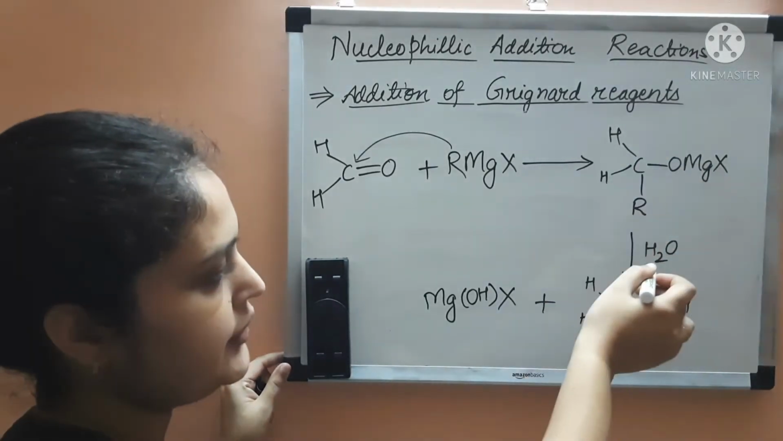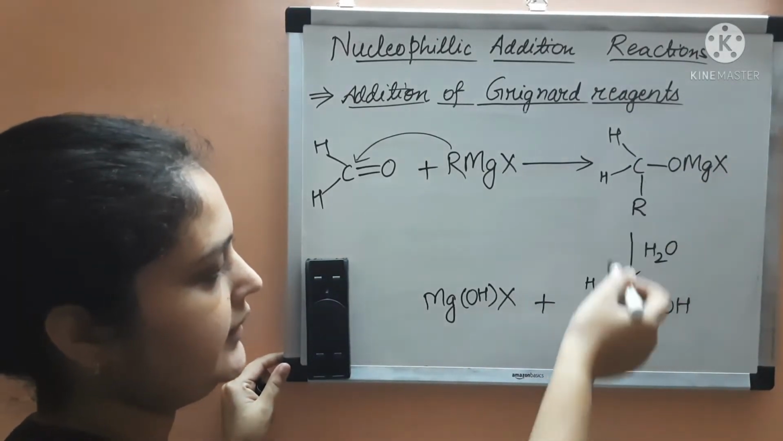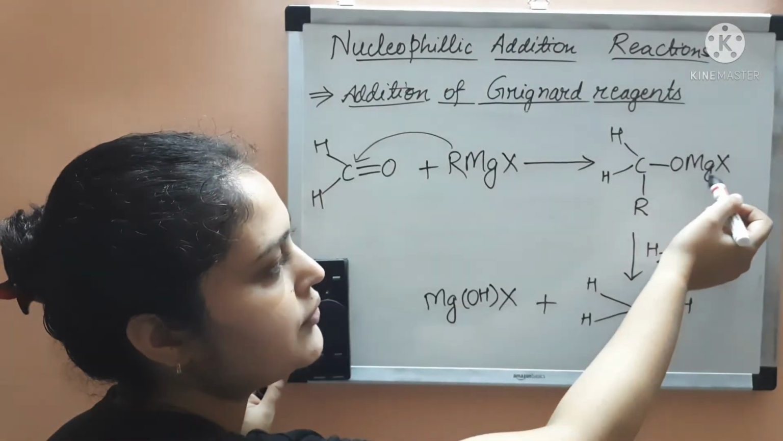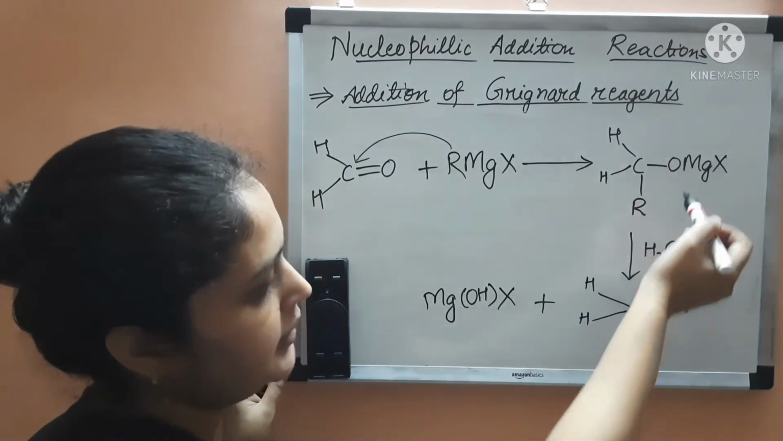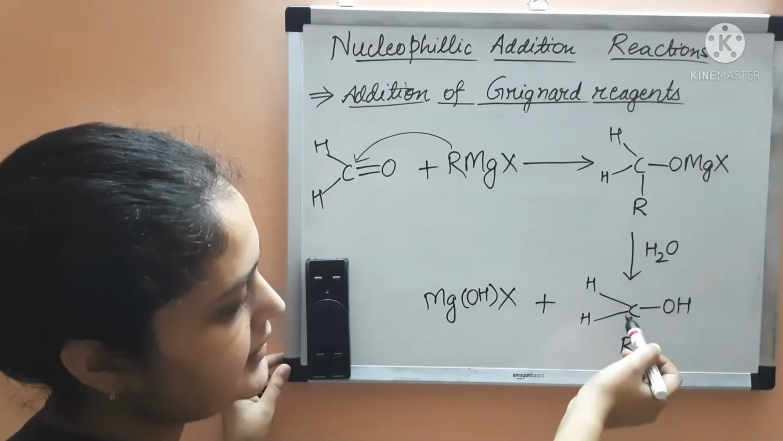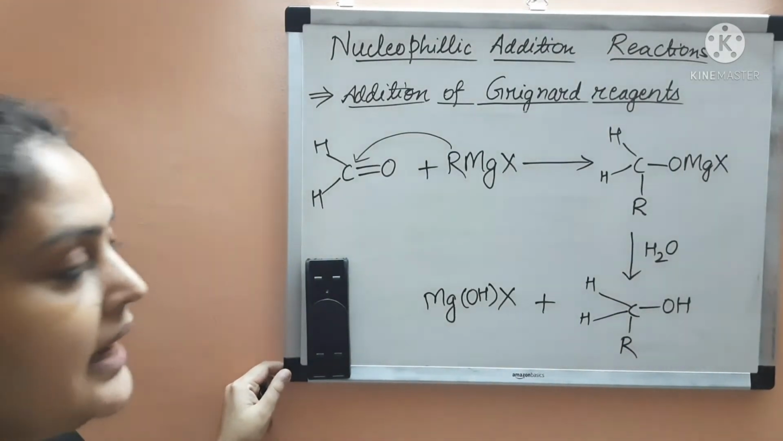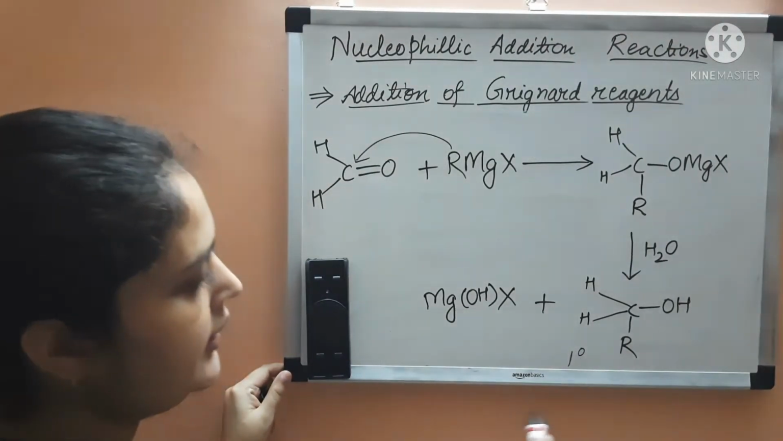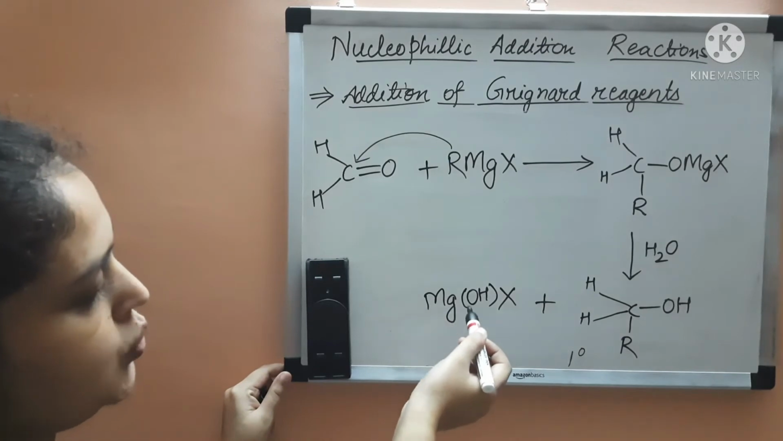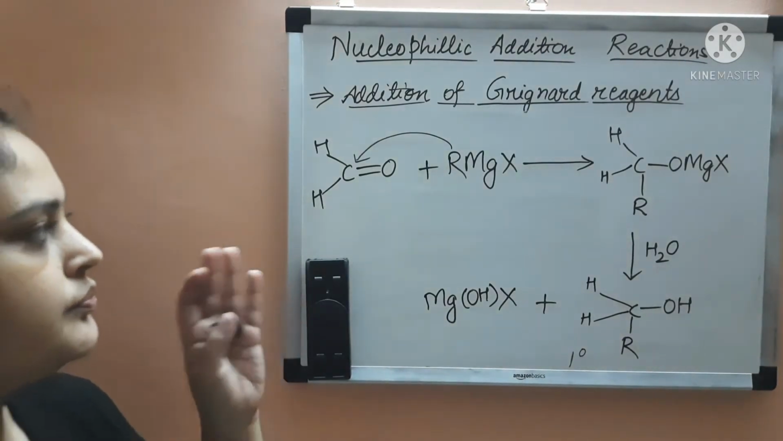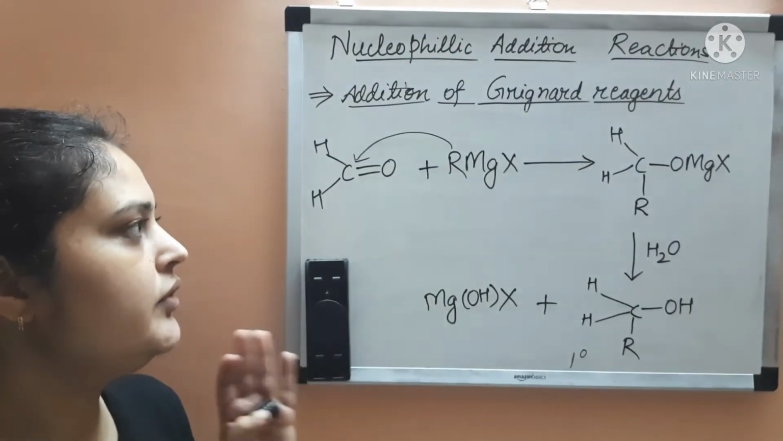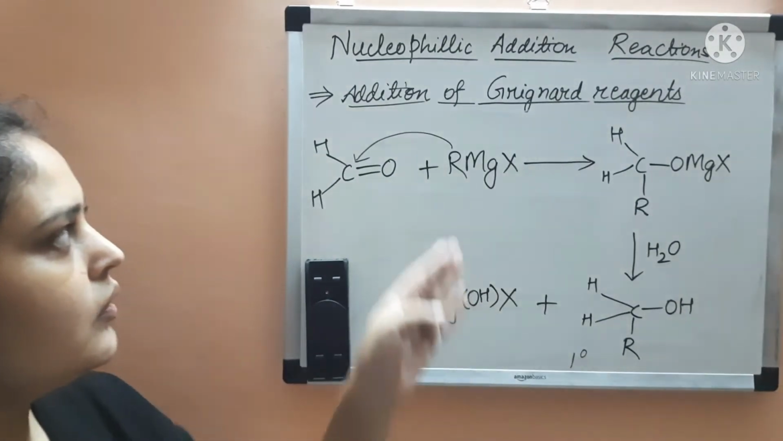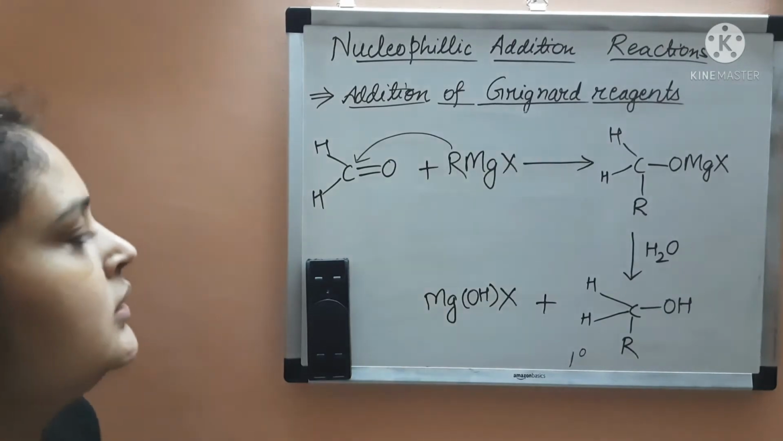And the next is hydrolysis. By adding water you will get the corresponding alcohol, because here instead of MgX you will get hydrogen atom and you get this RCH2OH. So this is primary alcohol, 1 degree alcohol, and this is the side product MgOHX. So we conclude that with methanal you will get primary alcohol on addition of Grignard reagent.